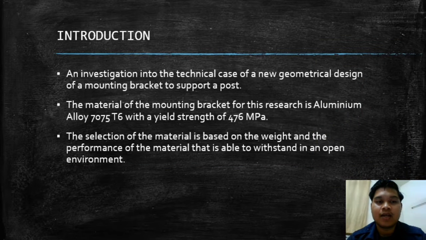Introduction. In this project, we will investigate the technical case of a new geometrical design of a mounting bracket to support a post. The material of the mounting bracket for the research is aluminium alloy 7075-T6 with a yield strength of 476 MPa. The selection of the material is based on the weight and the performance of the material that is able to withstand in an open environment.